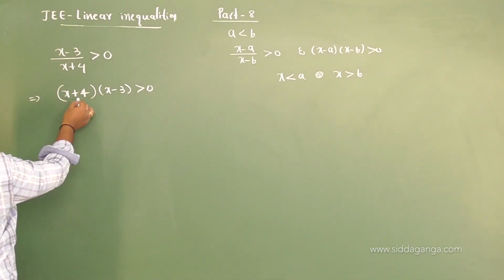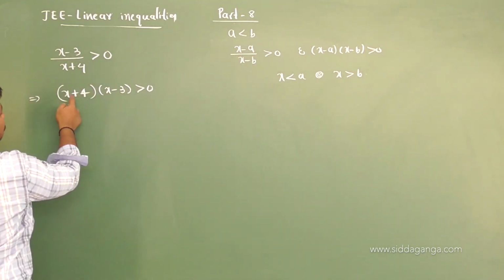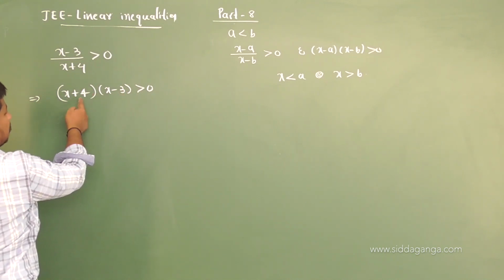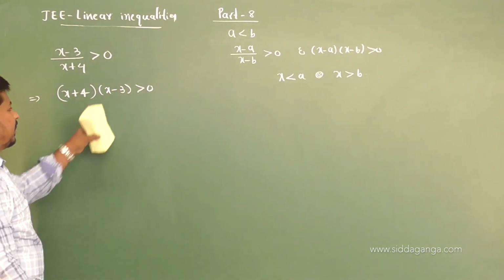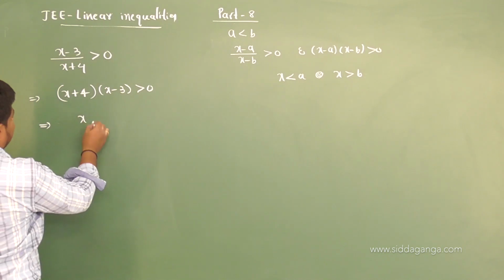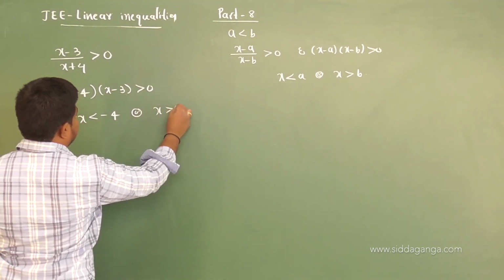Now here it should be in the form x minus a. So here x minus of minus 4, x minus b, where b is 3 and a is minus 4. Since a should be less than b, I have considered a as minus 4 and b as 3. So the solution set of this is x is either less than minus 4 or x is greater than 3.